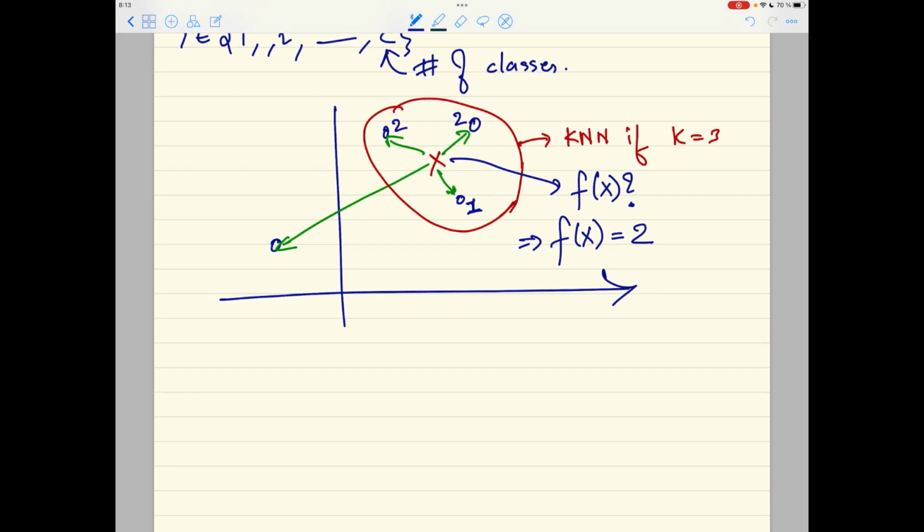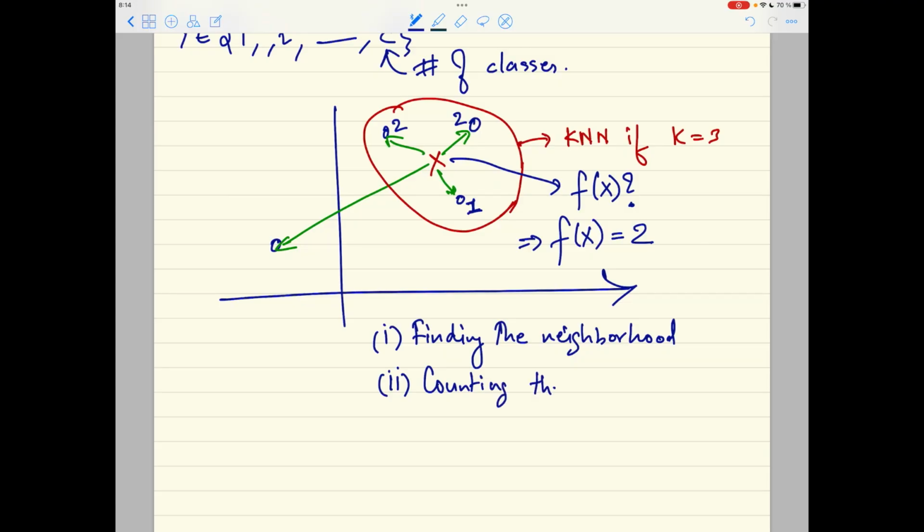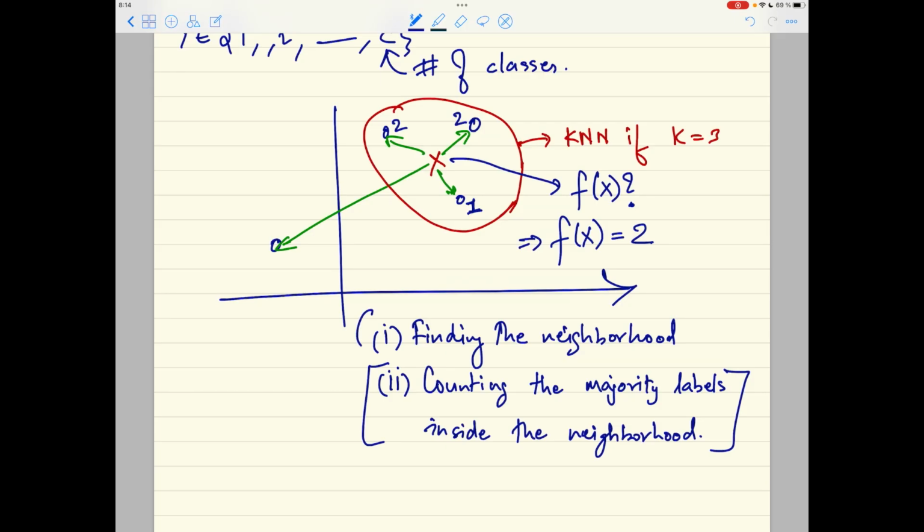So there are 2 steps to doing classification using k nearest neighbors. The first step is finding the neighborhood, which is the same as regression, and the second step is just counting which label is in majority. So you count the majority labels inside the neighborhood. And that's all. So only the second step changes. The first step remains the same as regression. But the next question we will look at is how to choose the value of k.